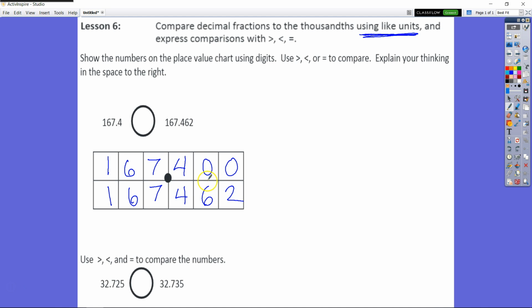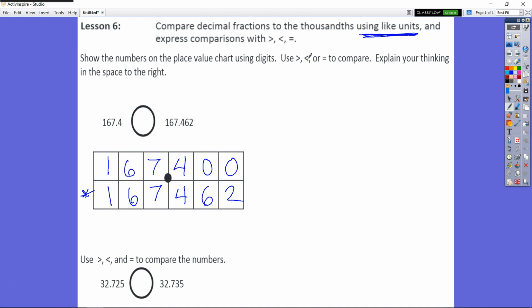And then when we come to our hundredths place, we know that 6 is bigger than 0. So since this number at the bottom has a 6 in the hundredths place, and this number has a 0 in the hundredths place, because all of the previous place value units had matching numbers, we know that this number at the bottom is our larger number. So what do we want to use? Do we want to use our greater than sign or our less than sign?